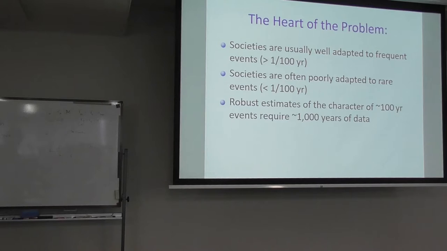If you want to look at an historical record of any kind of event, doesn't matter what it is, an earthquake, a volcano, a hurricane, you want a robust measure of the 100-year event, you need about 1,000 years of data. In most cases, you're not going to have 1,000 years of data. And yet, almost all real-world assessments of risk are based on an analysis of historical data.